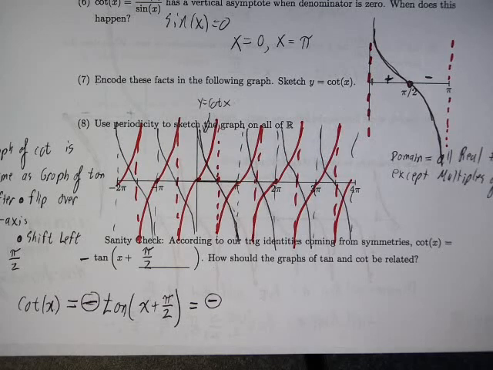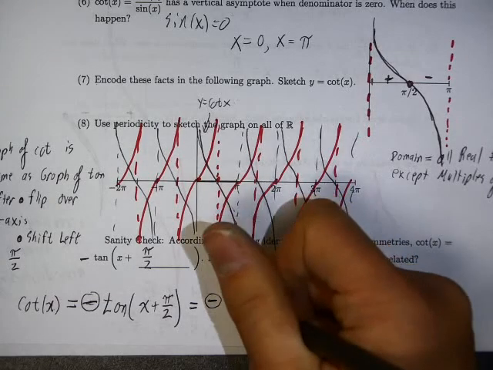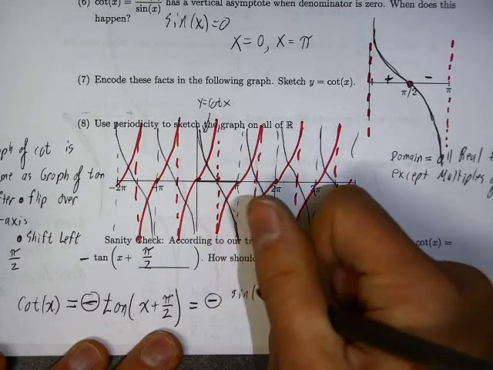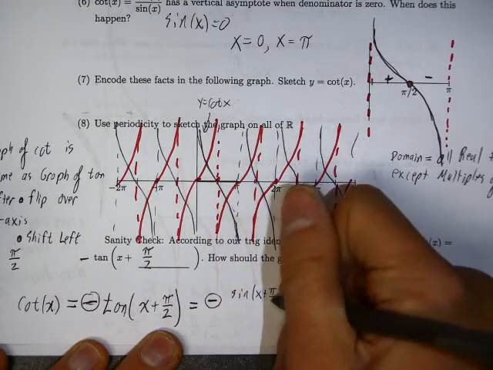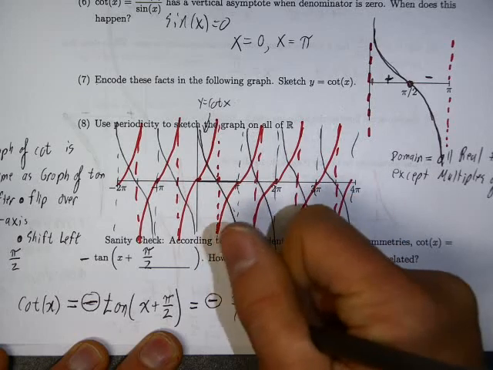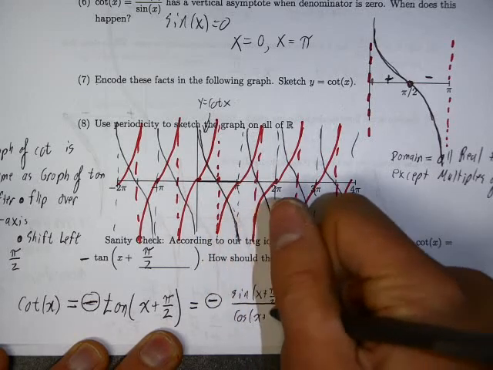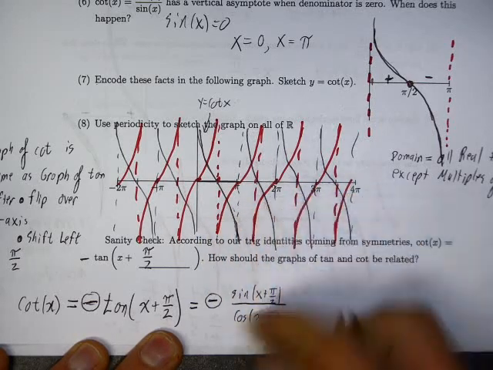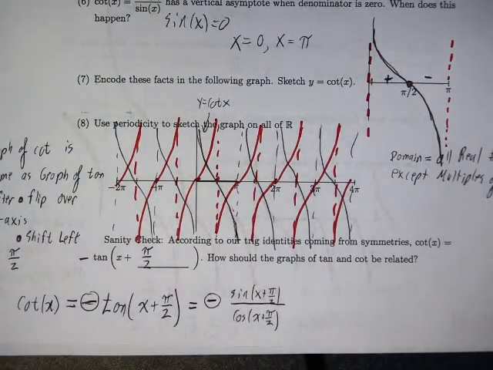What's tangent in terms of sine and cosine? Sine over cosine. So tangent of x plus pi over 2 should be the same thing as sine of x plus pi over 2 divided by cosine of x plus pi over 2. And that negative sign, I'll just let it come along for the ride for now. What's the sine of x plus pi over 2?